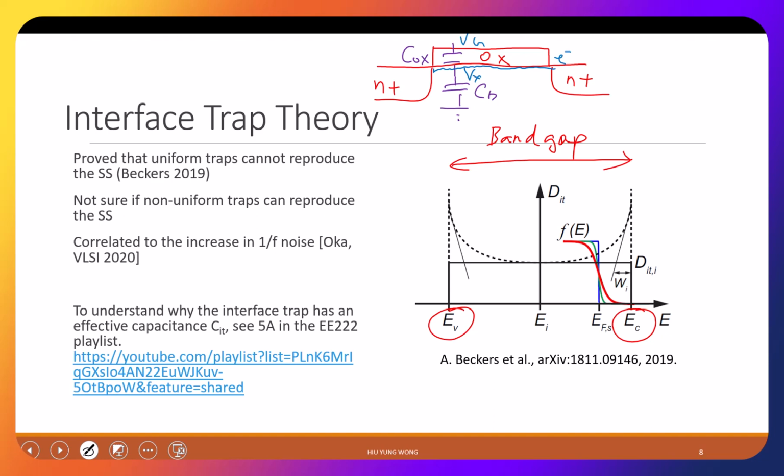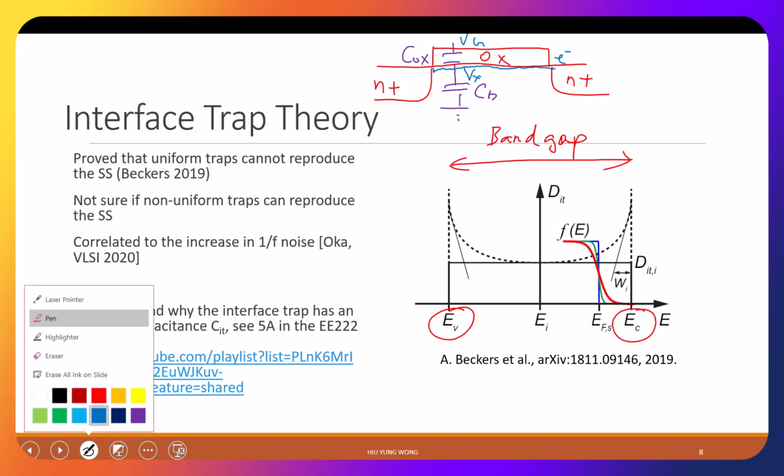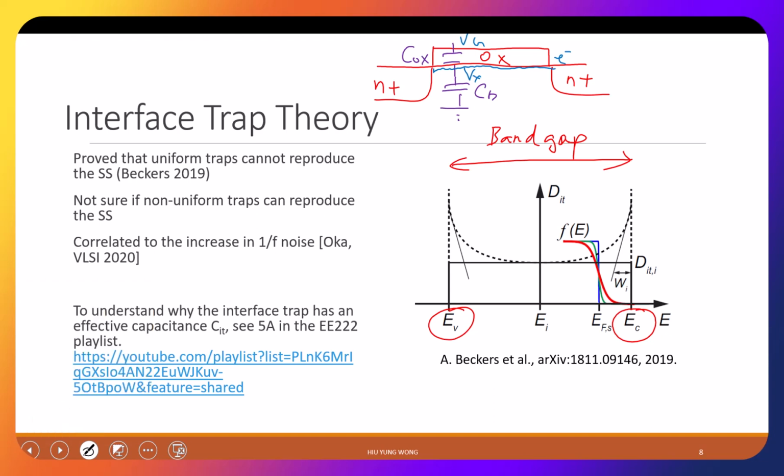That's what we just discussed. Now, if you have the interface trap, it acts as one more layer of capacitor, which is C_DIT. DIT is just the interface trap, right? We do not have time to go into that. I do have some video that you can take a look at if you're interested, or ask me. But otherwise, just take it for granted.